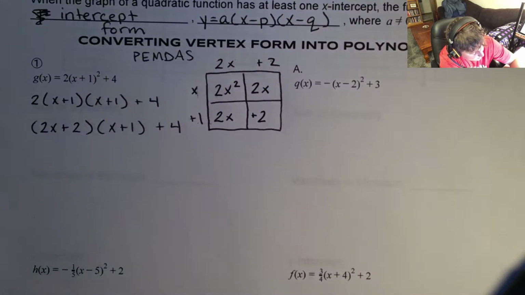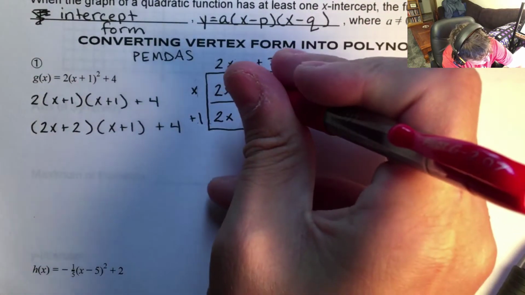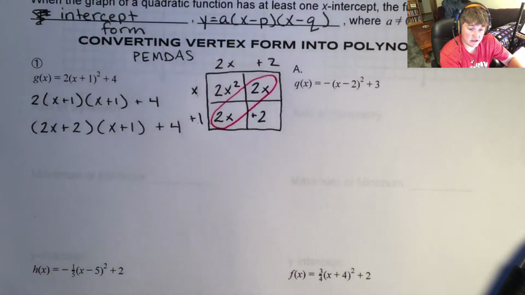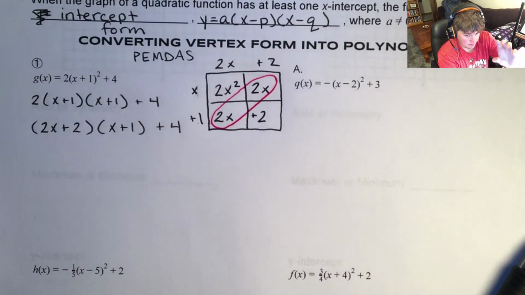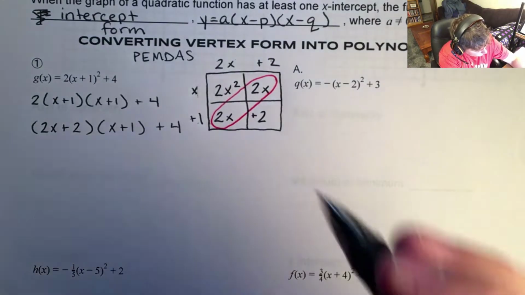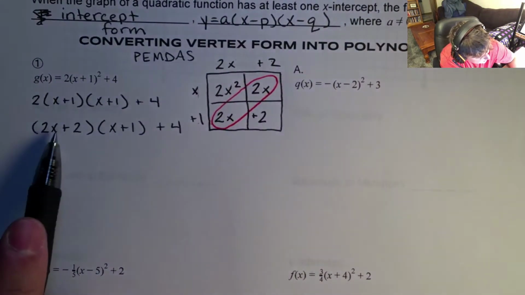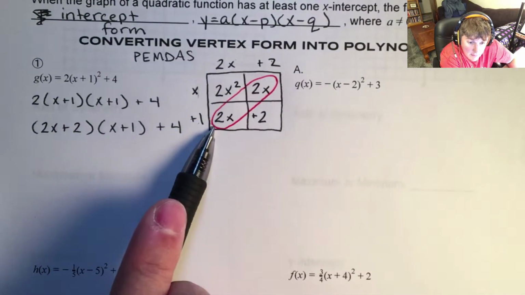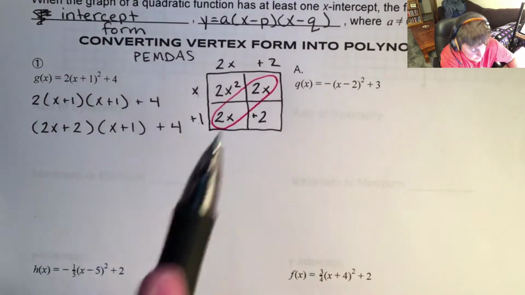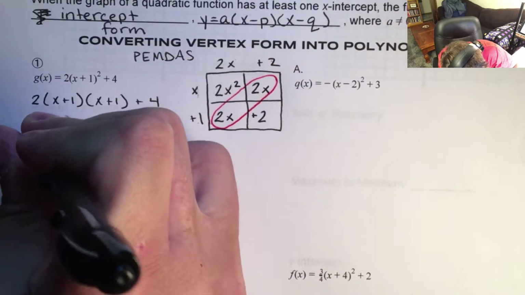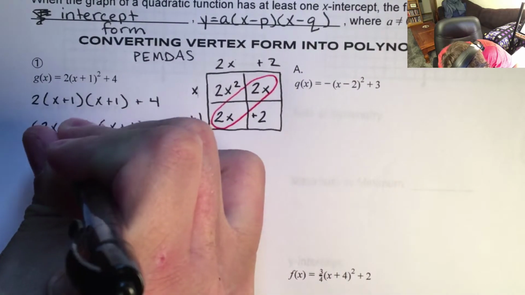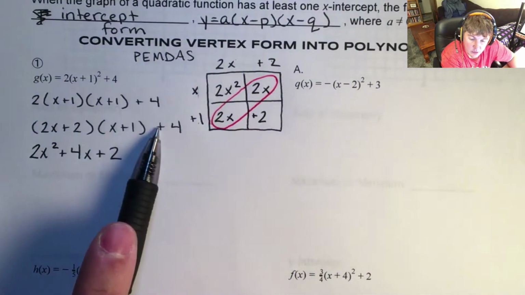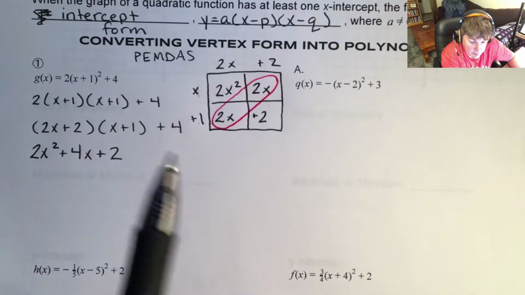Okay, and then if you look here in the diagonal, we actually have like terms. 2x and 2x, what would that combine to? If I combine 2x and 2x together, I would get 4x. So 2x plus 2 times x plus 1 is going to multiply into 2x squared plus 4x plus 2. Okay, so that's what this part is, but we don't want to forget about this plus 4 here.